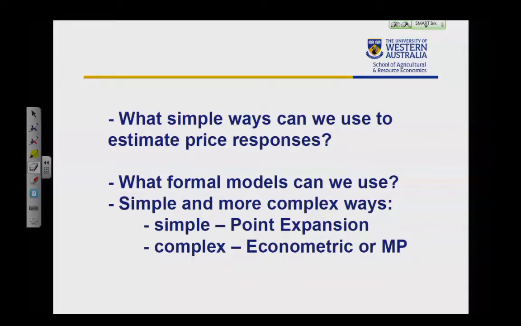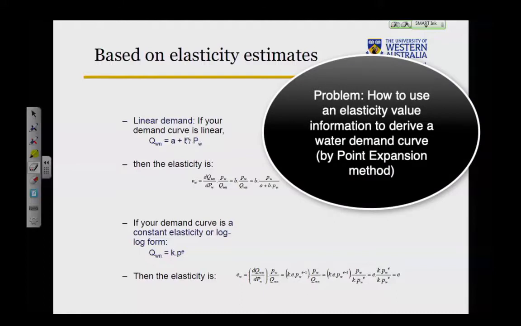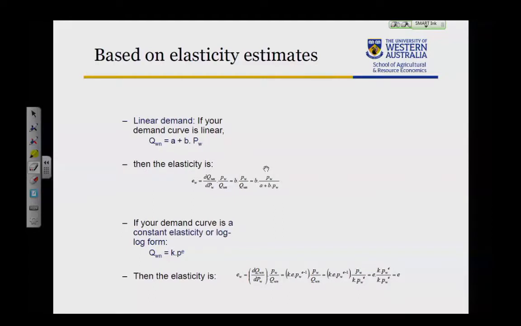And this is described in the Griffin book on water economics. If we have a linear demand curve, what's elasticity? We know elasticity is based on the slope and the ratio of price to quantity. So elasticity by definition is change in quantity with respect to price times price over quantity. And the derivative here is just a slope. So it becomes B here.